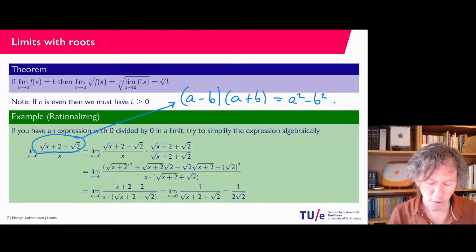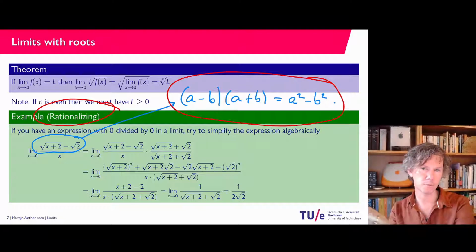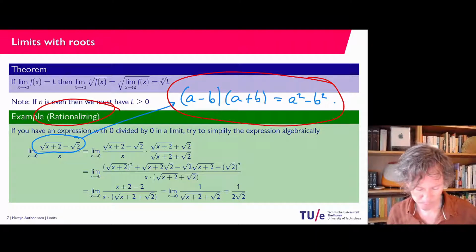So the idea of this trick, it's simply a trick, this rationalizing, is to recognize that you can use something like this. You see a minus b, you multiply with a plus b, or you see something a plus b, where a and b can be anything, and you multiply with a minus b. Let's do one more example.